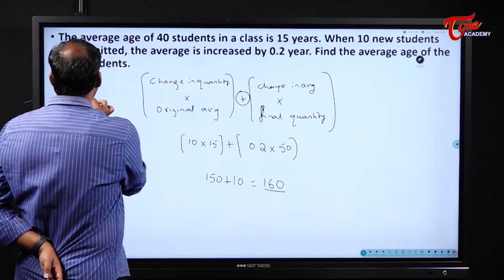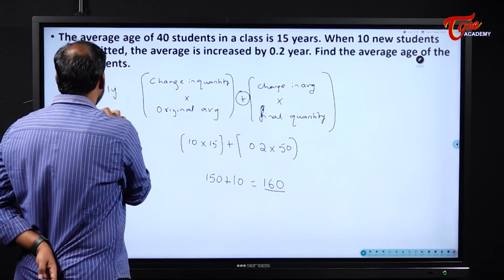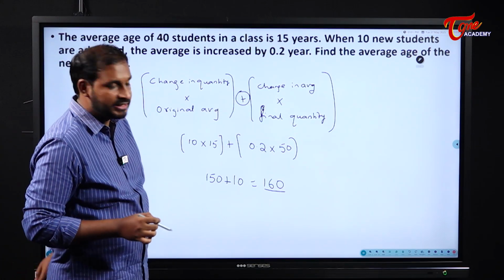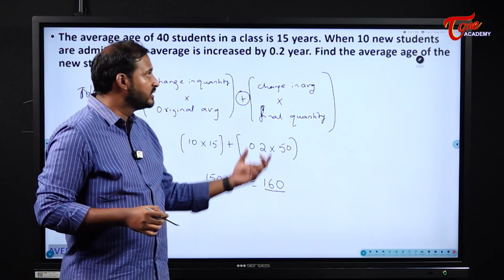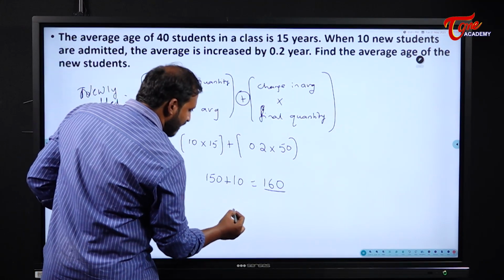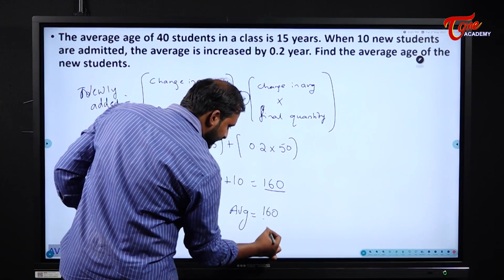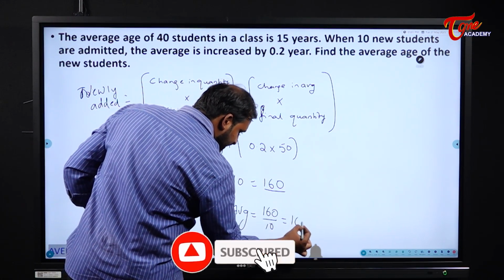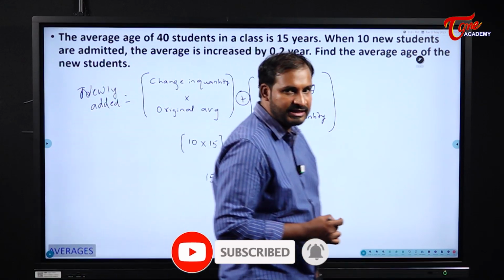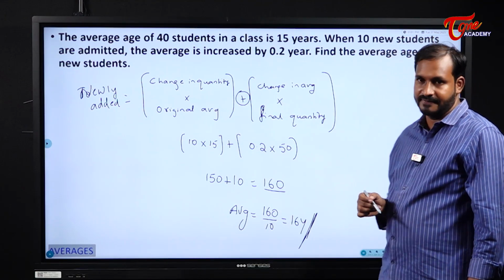So, for the newly added students, total is equal to 160. But this is not the average, this is the total. How many students are added here? 10 students are added. So the average will become 160 by 10, which is 16 years. That means the newly added students' average age is 16 years here.